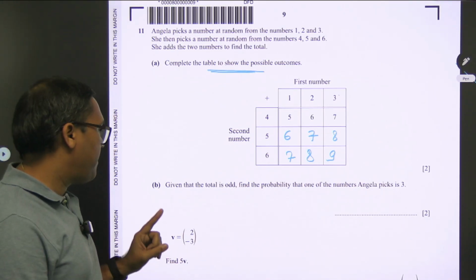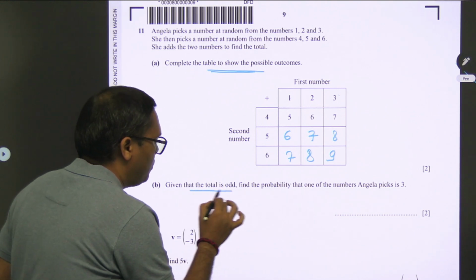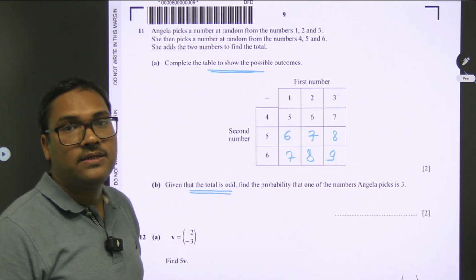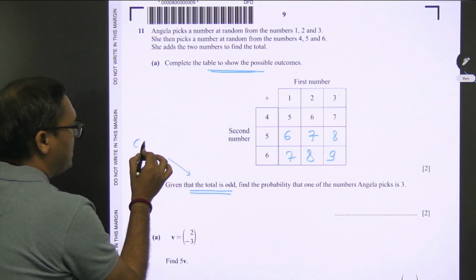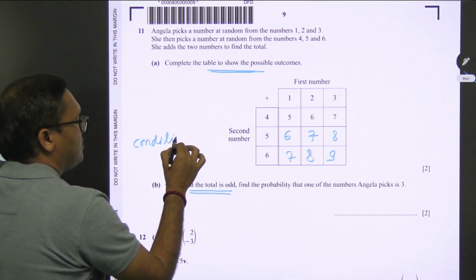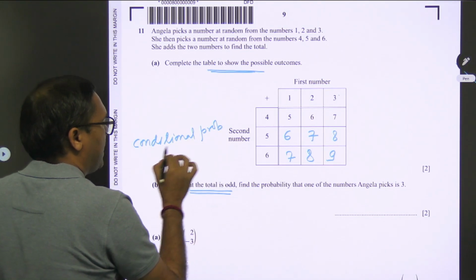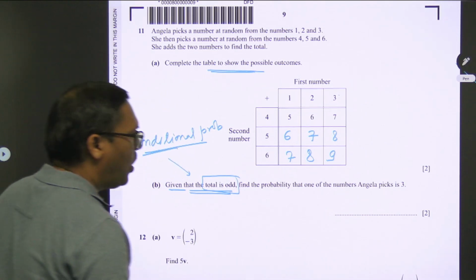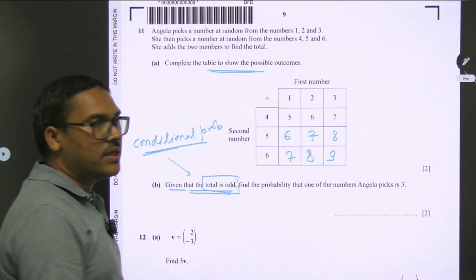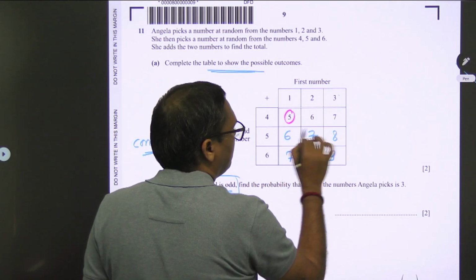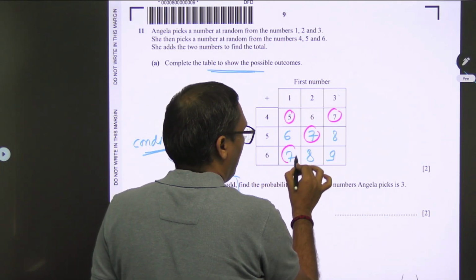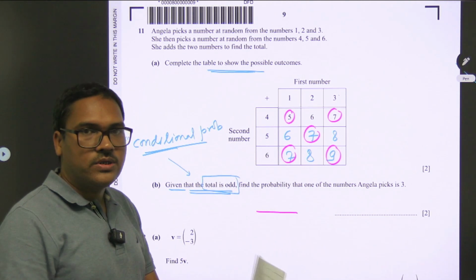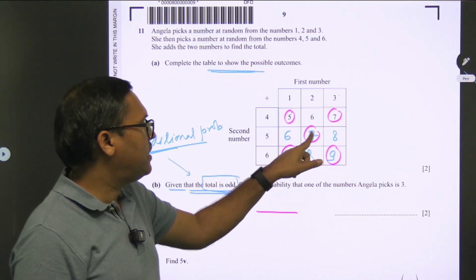Now the second question is, given that the total is odd, that means you know that this total is odd. Given the total is odd, find the probability that one of the numbers Angela picks is 3. Now this is a clear case of conditional probability. That means given the total is an odd number. Now, how many totals are odd? You can see this is odd, this is odd, this is odd, odd and odd. So given the total is odd, that means now the sample space is the total number of cases where we have odd numbers: 1, 2, 3, 4, 5.